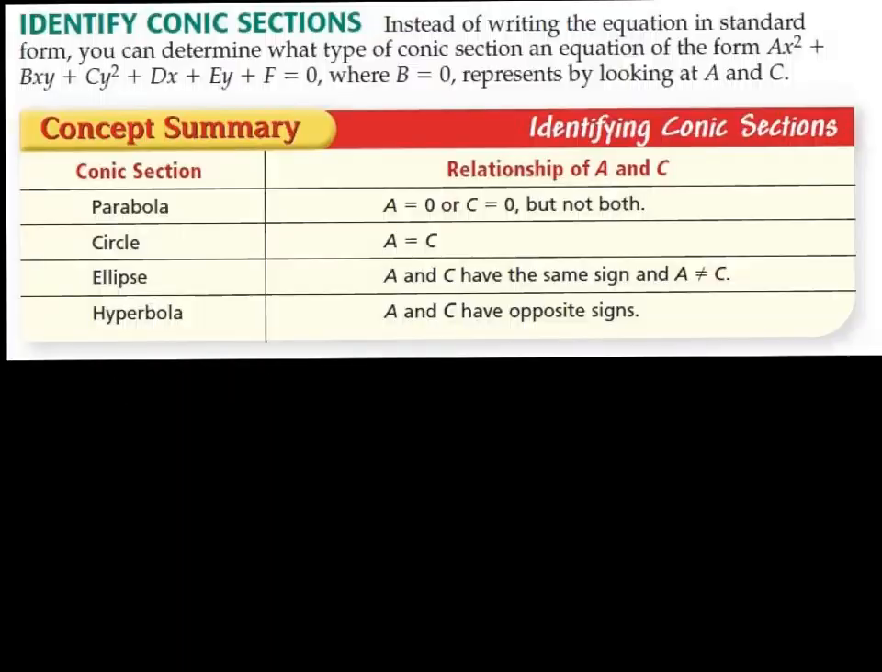Instead of writing the equation in standard form, you can determine what type of conic section an equation of the form ax squared plus bxy plus cy squared plus dx plus ey plus f equals 0, where b equals 0, represents by looking at a and c. So we know it's a parabola if either a or c is 0, but not both, because if both are 0, it'd be a linear equation. A circle if a and c are equal, an ellipse if a and c have the same sign but aren't equal, and a hyperbola if a and c have opposite signs.